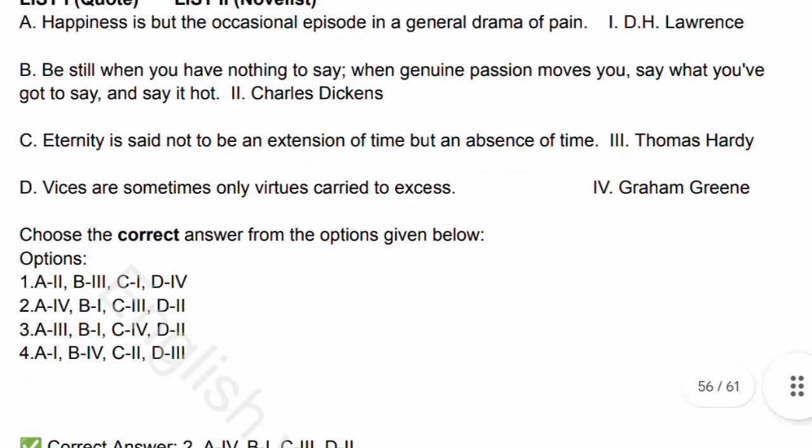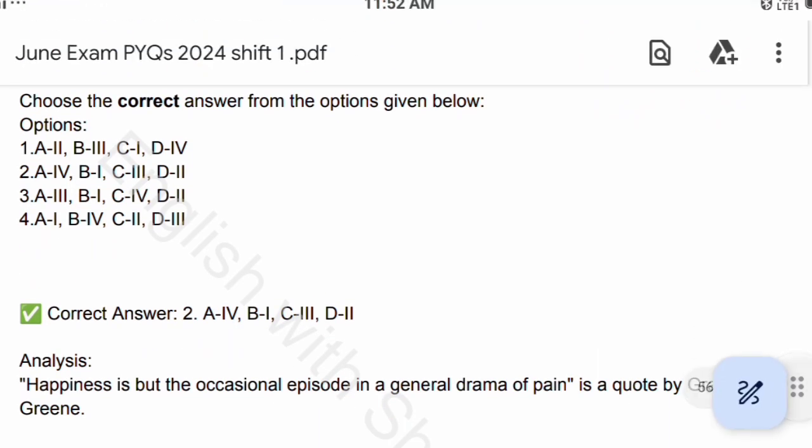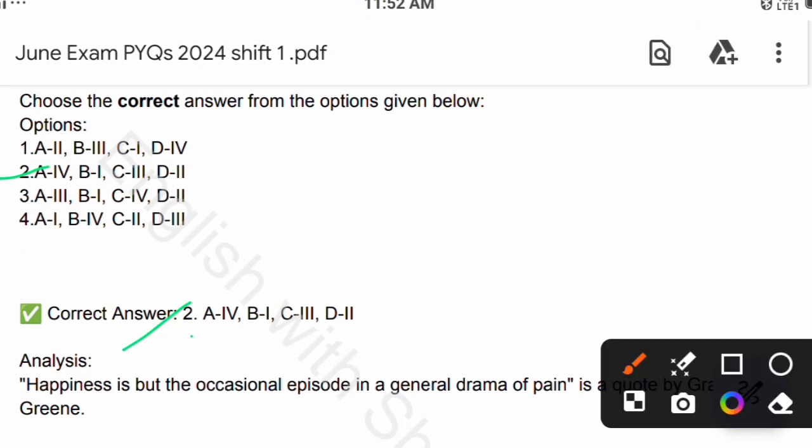So let's see the correct answer. The correct answer of this question is option 2: A fourth, B first, C third, and D second. See options.